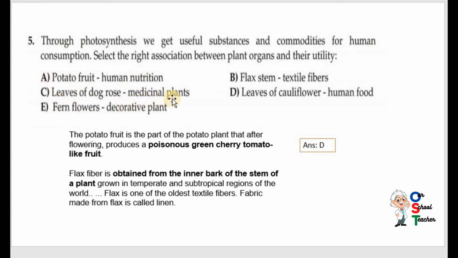Leaves of dog rose, medicinal plant. They are very useful, but they are used for medical purposes, as a medicinal plant. E. Fern flower, decorative. Yes, fern flower for decorative purpose. So D. Leaves of cauliflower, human food. That can be used for human food, and these are the leaves that are related with photosynthesis. Most suitable answer is D.